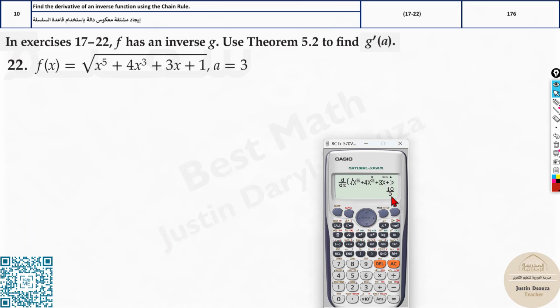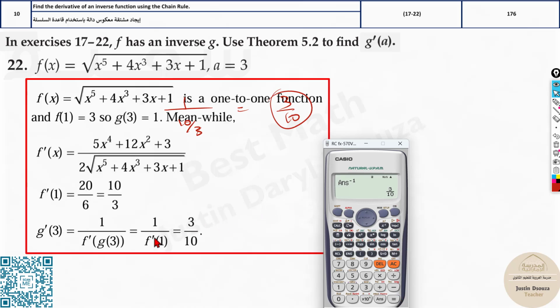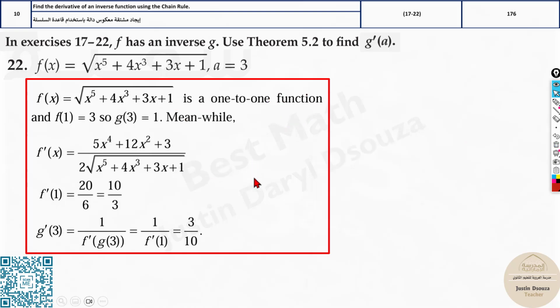Now here, whatever this answer, we have to take 1 divided by, right? So this inverse we need to find. It's basically 1 divided by 10 by 3. That means it'll flip, it'll be 3 by 10. That'll be the final answer. Or you can just, whatever the answer you get, you can put it as inverse. Because remember, we are finding the derivative, f derivative of 1. We found in the calculator that was 10 by 3. But that is 1 divided by. So when it flips, it'll be 3 divided by 10. So that's how we could solve these easily in the calculator.